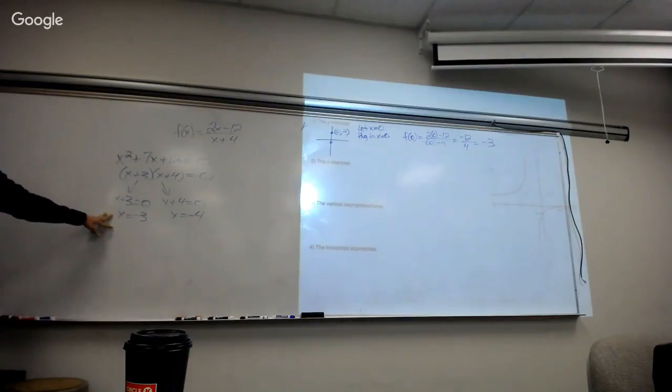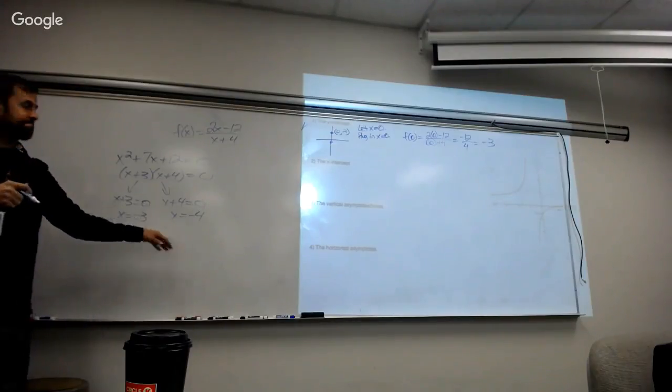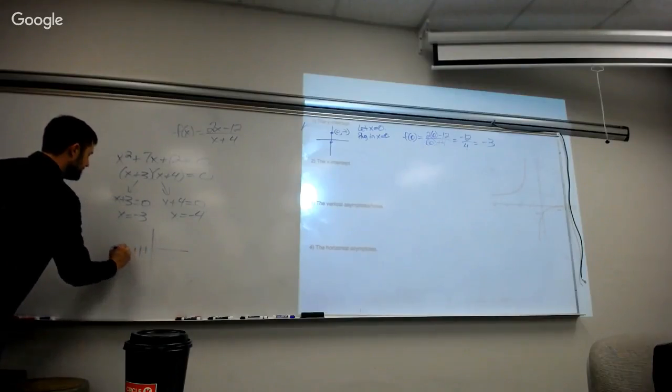What does that mean, that x equals negative 3? What does that mean, that x equals negative 4? What does it mean? It crosses the graph at either of those. Yeah, it means that those are my x-intercepts. I've got x-intercepts at negative 3 and negative 4.